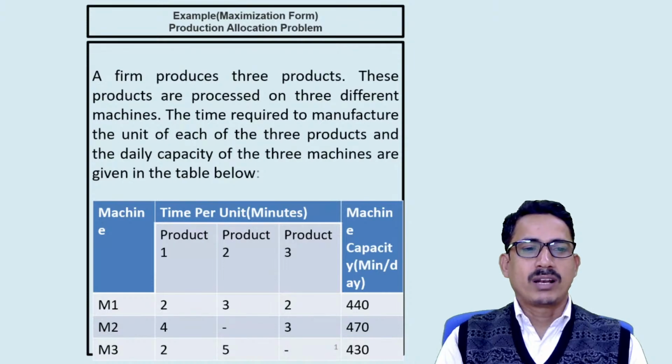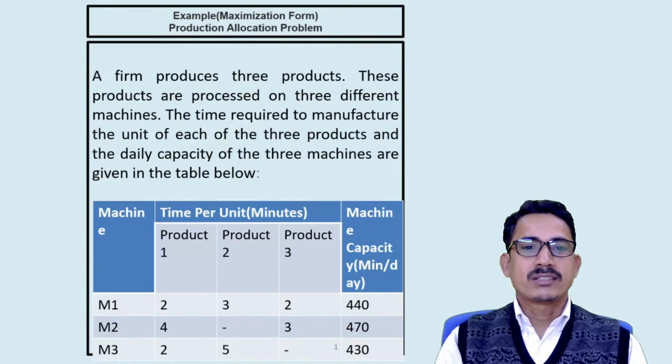Like product 1, taking the help of machine 1, it takes 2 minutes for 1 unit of product. It takes 4 minutes with the help of machine M2. See, product 1 takes the help of machine 1, machine 2, machine 3. Product 2 also takes the help of machine 1, but not machine 2, but takes the help of machine 3. Product 3 takes the help of machine 1, machine 2, but not the help of machine M3.